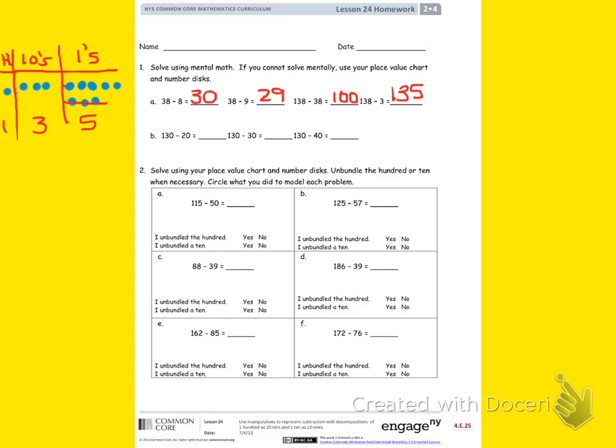Now you can do row B yourself. You can choose to use a place value chart, or you can think it through like I did on the second problem.